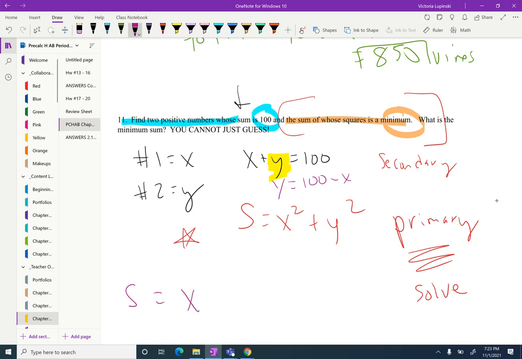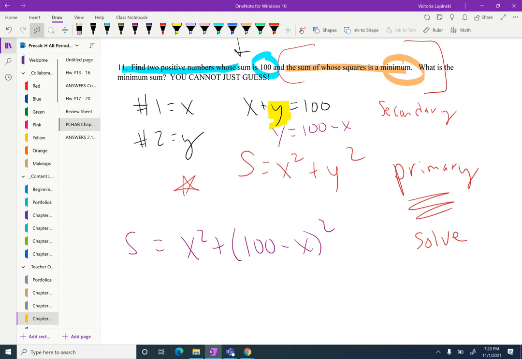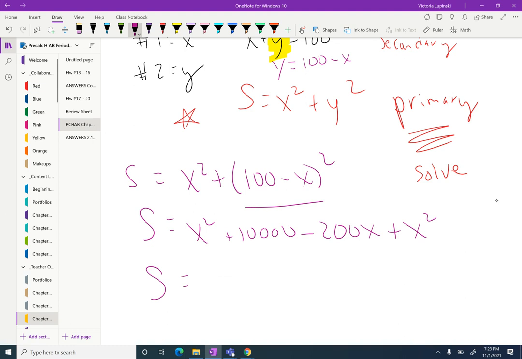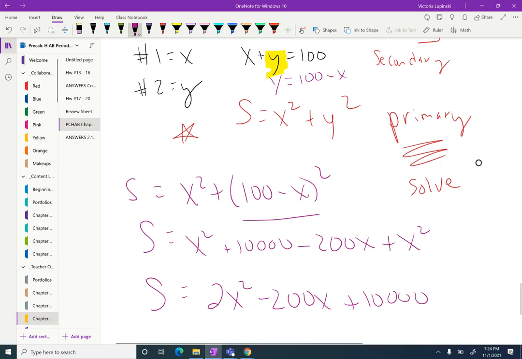If I plug that into my equation, I'm going to get 100 minus x squared. If I go ahead and FOIL this, 100 times 100 is 10,000 minus 200x plus x squared. Combine the x squareds, there are 2 of them: 2x squared minus 200x plus 10,000. So before I go any further, any questions about how I got to there?